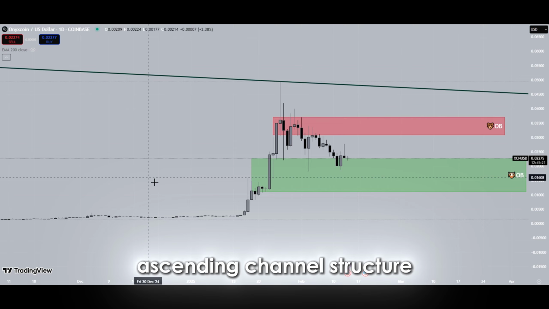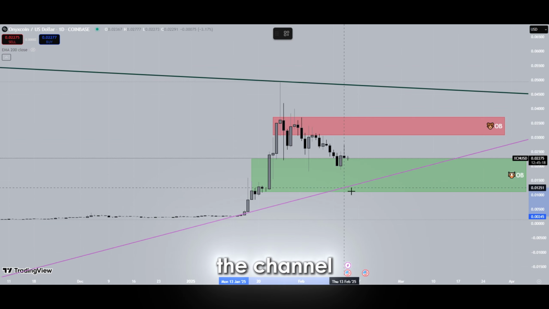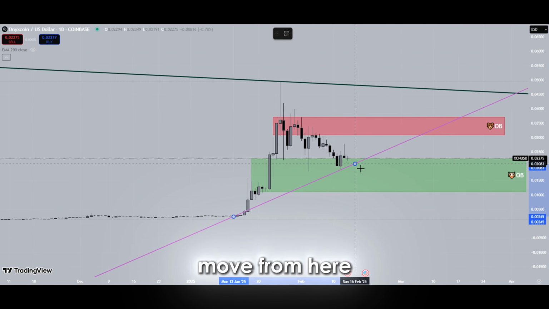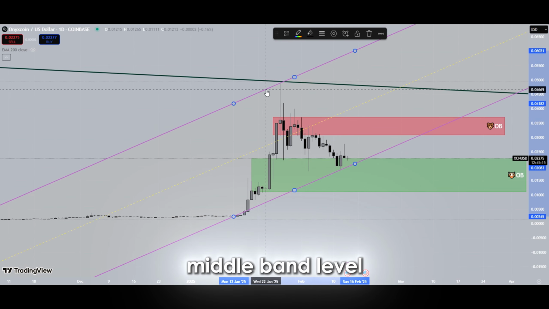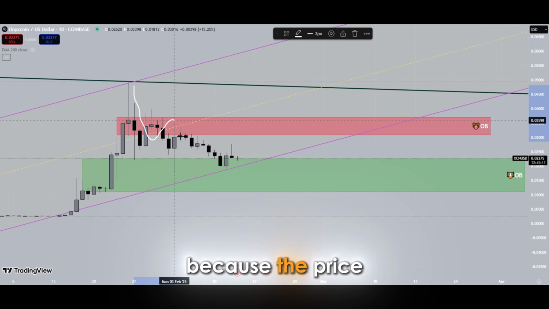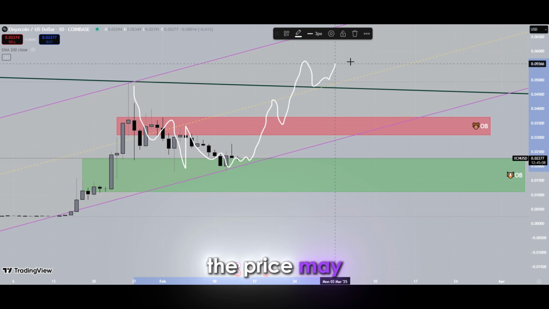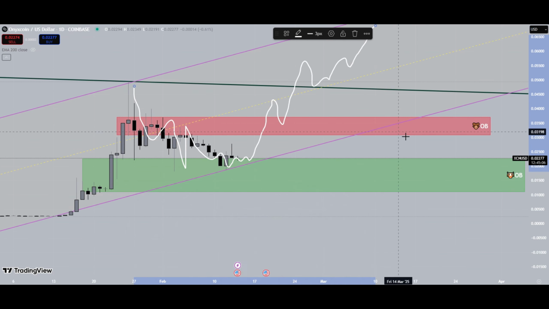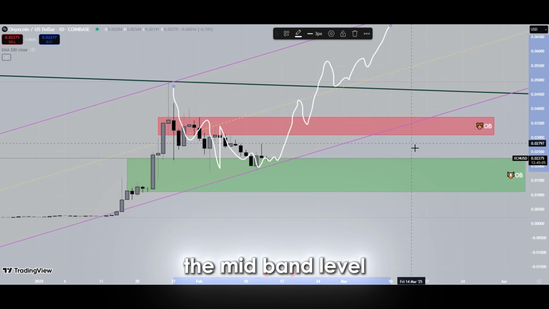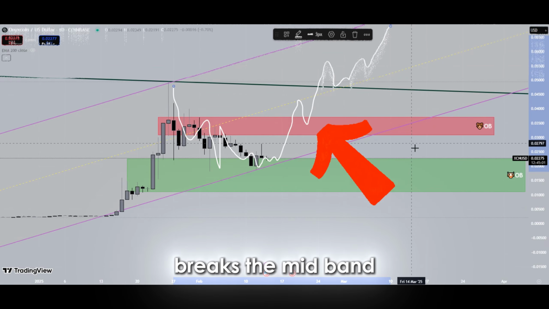We see an ascending channel structure on the chart. Currently, the price is at the lower band of the channel. And if it makes an upward move from here, the first target will be the middle band level. This middle band level is an important resistance point because the price may have reacted to it before. If the middle band is broken, the price may continue to move up to the upper band. But if it is rejected at the mid-band level, the price may retrace back towards the lower band. So it is important that it breaks the mid-band.